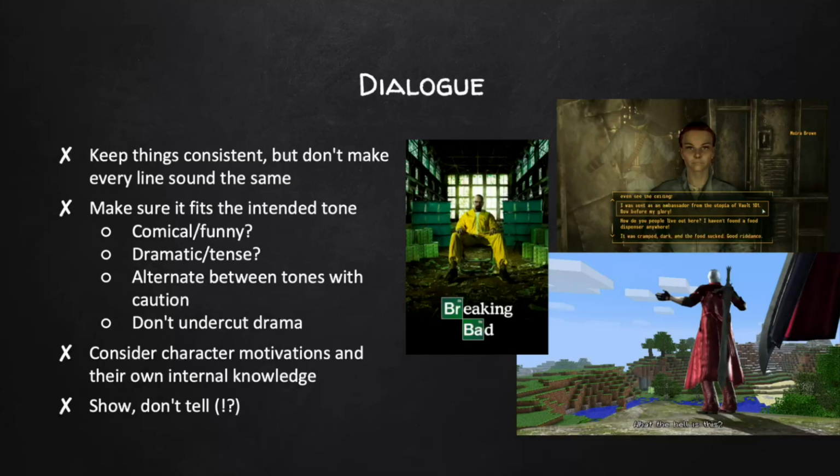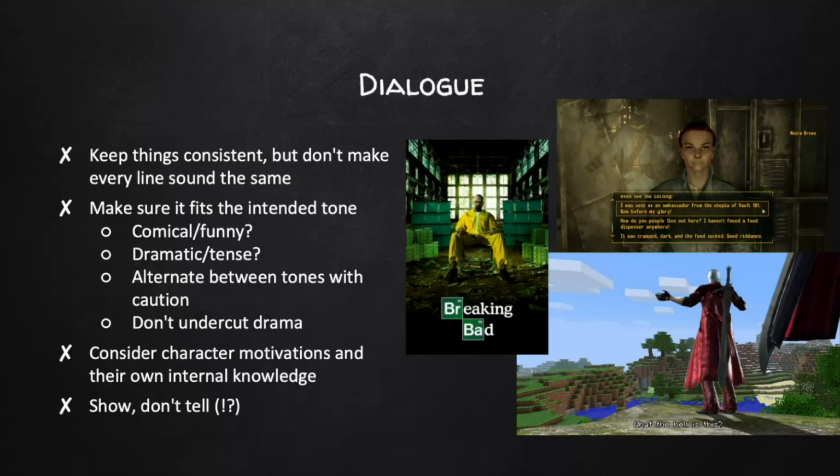But yeah, consider character motivations. Consider what characters know, because characters are not going to have the same knowledge. Maybe one character thinks A happened when another character thinks B happened, and then they're going to have a conflict over that.